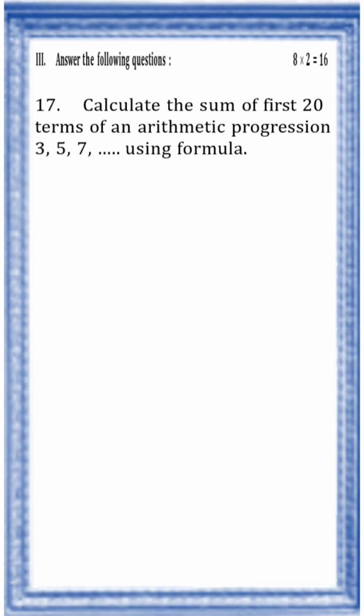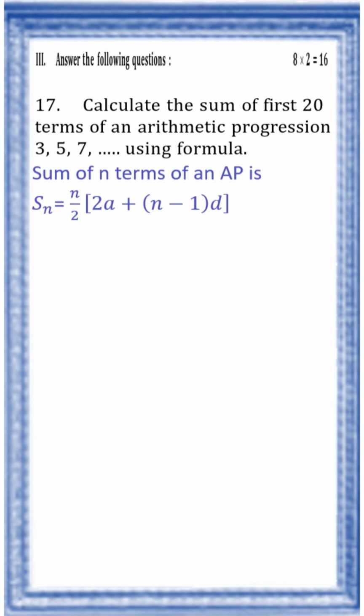Now let us solve the third main question. It carries 8 questions, of 2 marks each. Totally 16 marks. 17th question is calculate the sum of first 20 terms of an arithmetic progression 3, 5, 7, dash dash dash using the formula. You have to write the formula very neatly. That is Sn is equal to n by 2 into 2a plus n minus 1 into d.